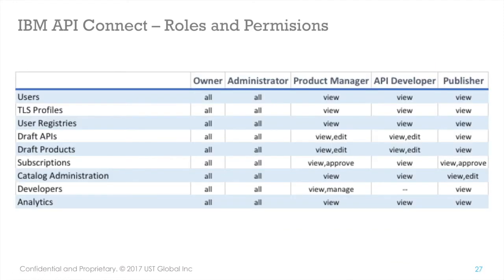So the different roles that we have are the owner and administrator. They all are able to do everything. Then depending on the other roles, you can do more or less. So you can just manage products, or you can just develop APIs where you can view the rest of the elements, but you can only edit the APIs and products, or you can be a publisher that is able to approve subscriptions or to administrate the catalog.